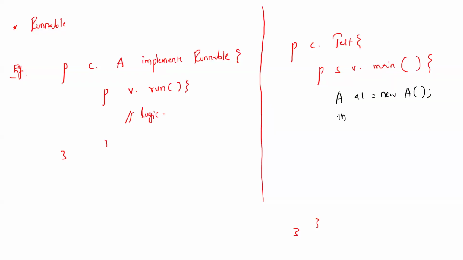Yes, some thread t1 equals new Thread of a1 object has to be here. Then t1.start, isn't it? The start method has the capacity of executing the run method with no arguments of the implemented class. So this is one thread.